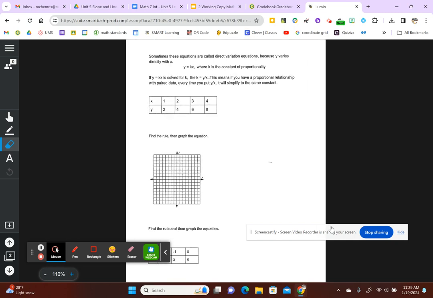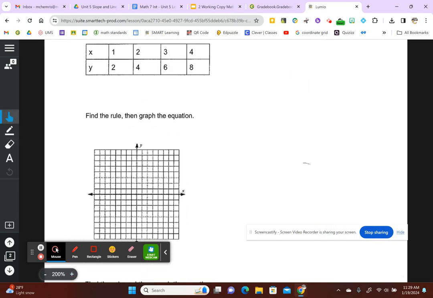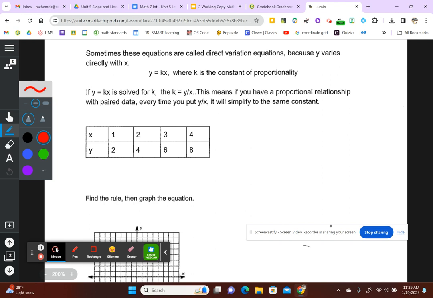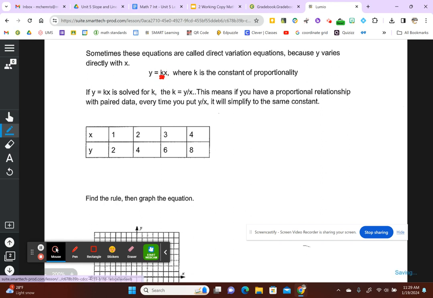And the next page says, sometimes these equations are called direct variation equations because y varies directly with x. So like I said before, sometimes you'll see it in a textbook and it'll tell you y equals kx, where k is the constant of proportionality. But it could also be y equals mx, where m's the constant of proportionality.